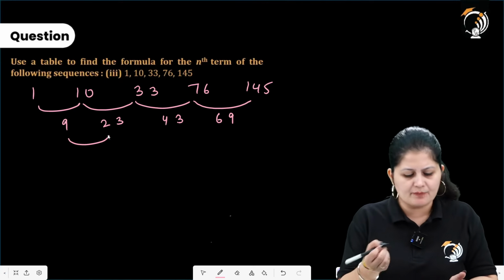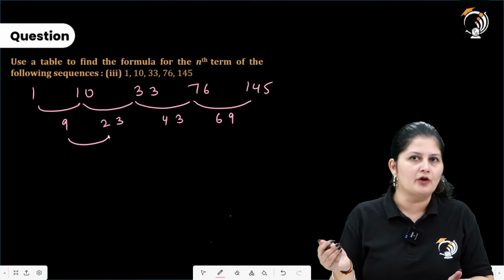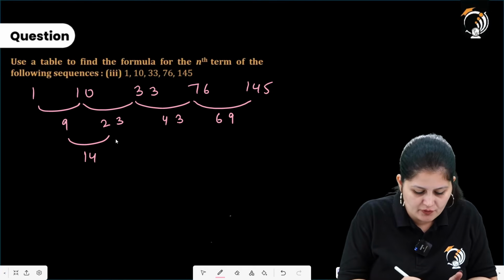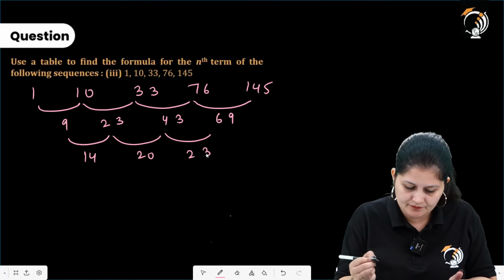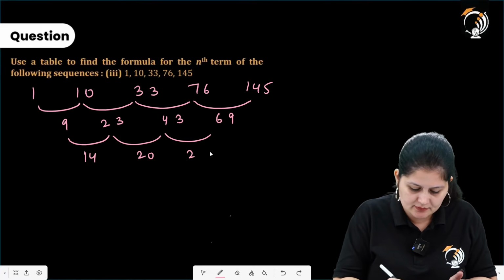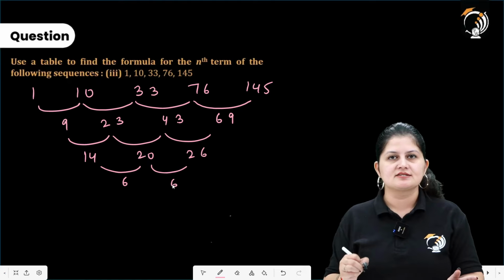Okay, so it's always important that we cross check the calculations that we are doing here, right? So the second differences are 14, then 20, then 26, and then the third difference we are getting as constant.